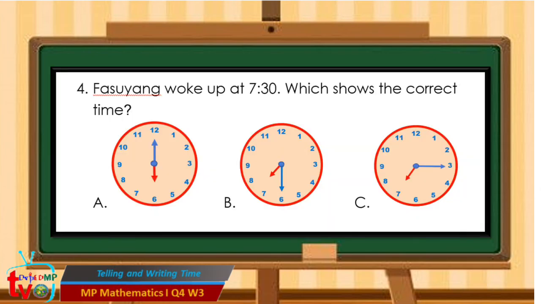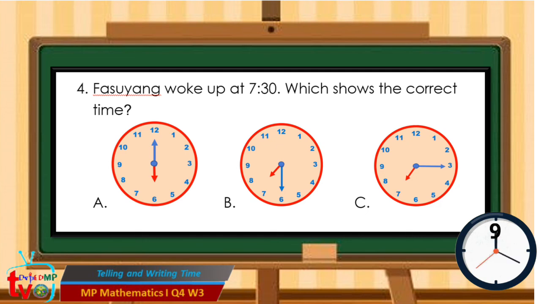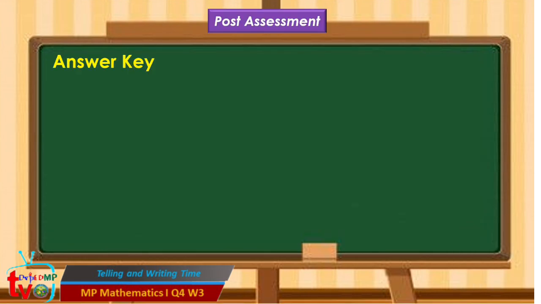Number 4. Fasuyang woke up at 7:30. Which shows the correct time? A, B, or C? Here are the correct answers. Number 1, C. Number 2, A. Number 3, B. And number 4, B.